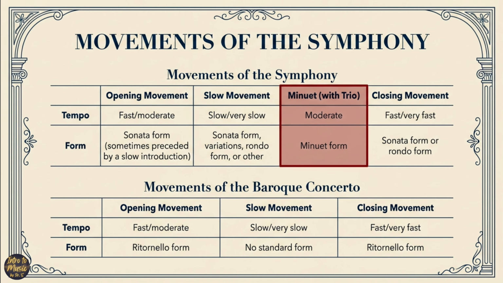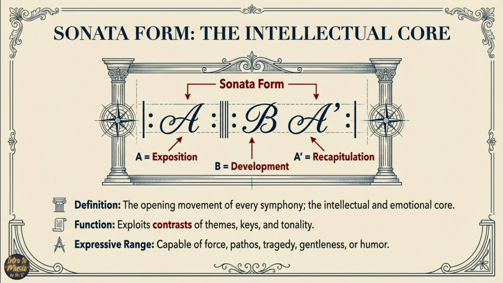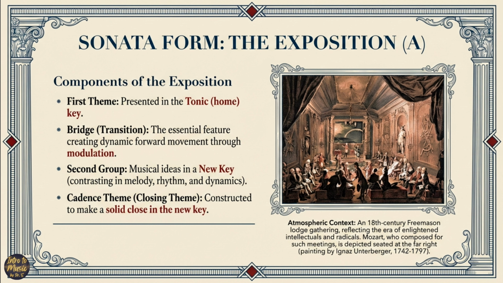The intellectual and emotional core of the symphony is the first movement, which is almost always written in sonata form. You can think of sonata form as a drama featuring themes as characters. It has 3 main sections: the exposition, the development, and the recapitulation. In the exposition, the basic material is presented. We hear a first theme in the home key, followed by a bridge that modulates, or changes key, to a second group of themes. This change of key creates a sense of dynamic forward movement.